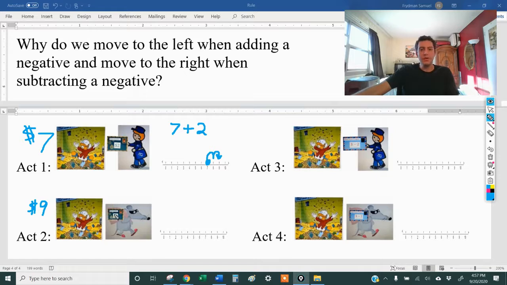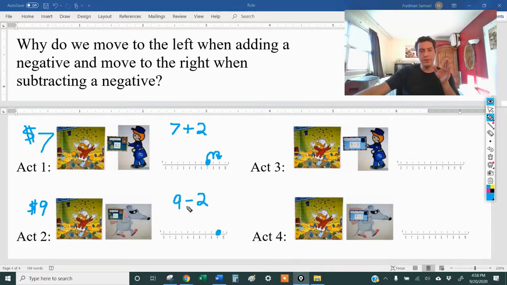So how are we going to represent that with a mathematical expression? Well, at the beginning of this act, you had $9, but then something was taken away from you. So we're going to represent that with subtraction. And the thing that was taken away from you was the letter from your grandmother with the $2 in it. And so we would represent that with a positive 2. So in this act, we started out with $9.